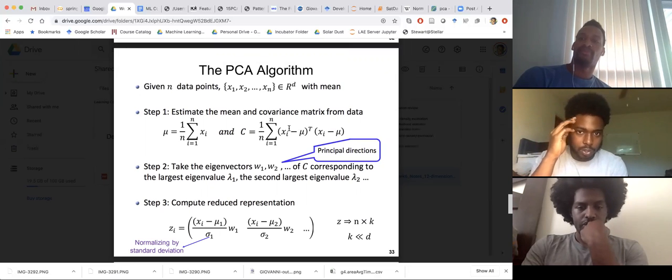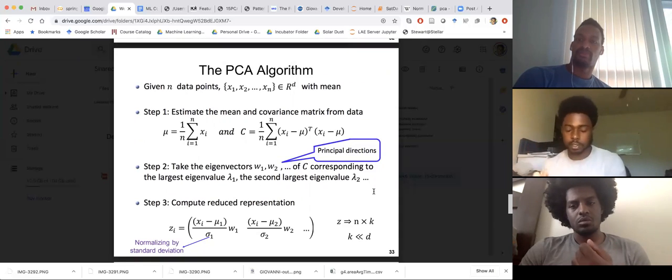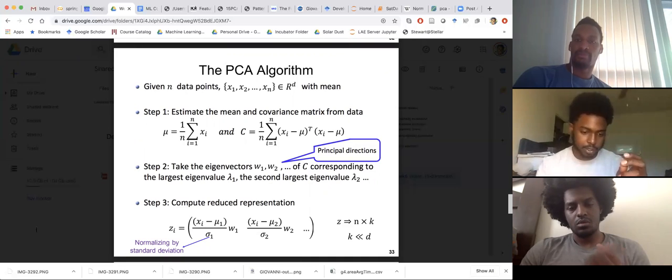Okay, so in order to do this, there's two steps, right? Well, there's many steps, but step one includes finding the mean, and then you also compute the covariance matrix from the data. Then you're going to take the eigenvectors of your covariance matrix that correspond to the largest eigenvalues, right? Each eigenvector, as you remember, is a principal component, and they represent from greatest to least the amount of information we can pull out of the data set.